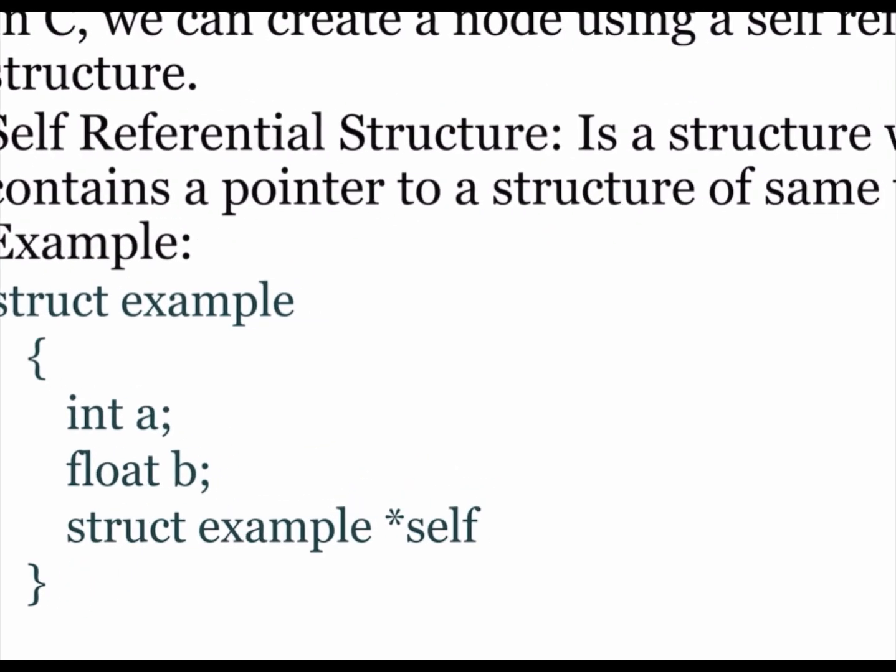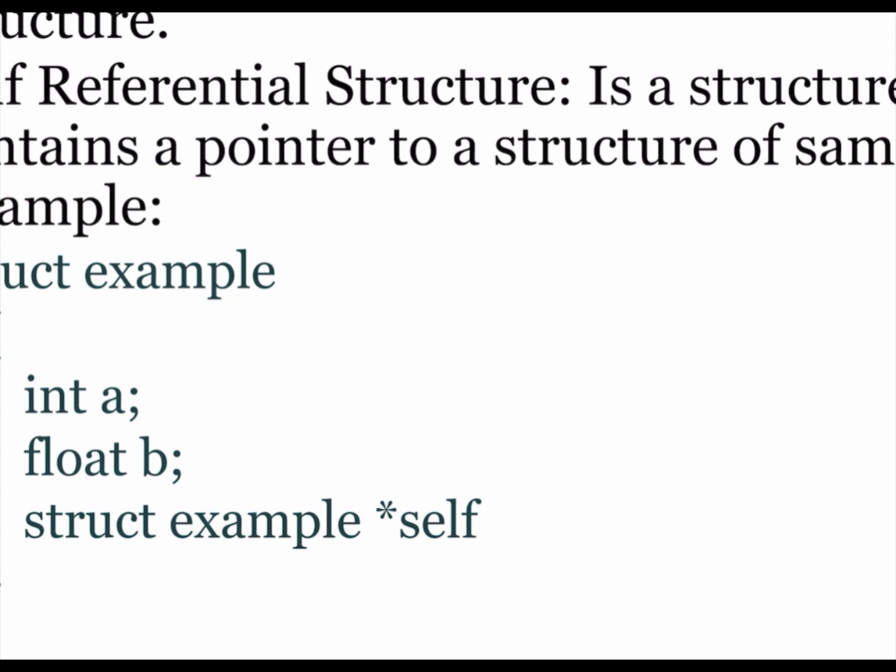Struct example. We are creating a structure named example. Struct is a keyword, example is its name, structure's name, and here two data are here, A and B. First one is integer and the second one is float, and the third one is link, which points to the structure itself. Struct example star self, which is a pointer that points to the structure itself.